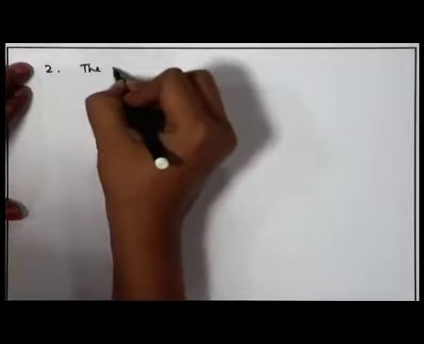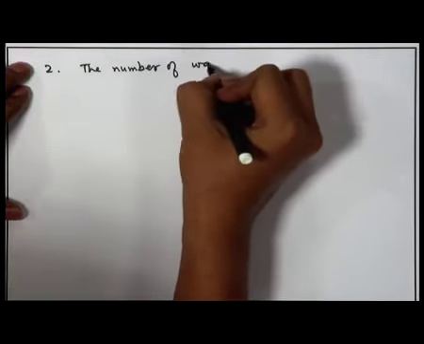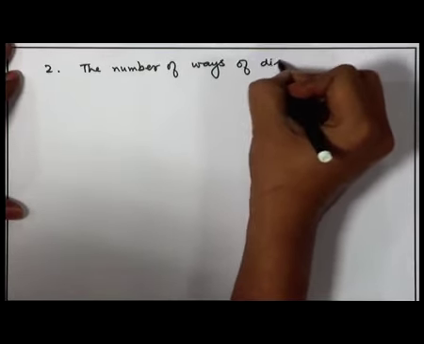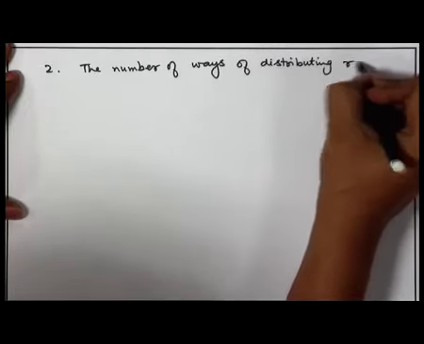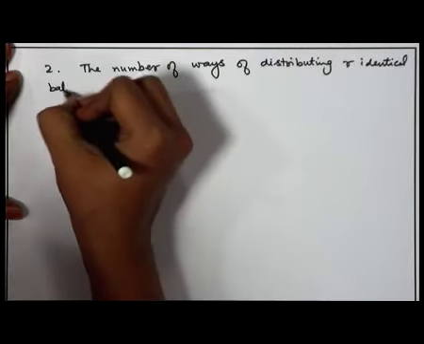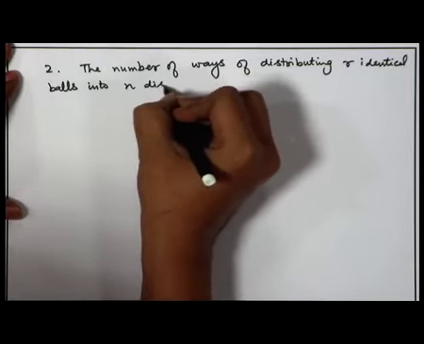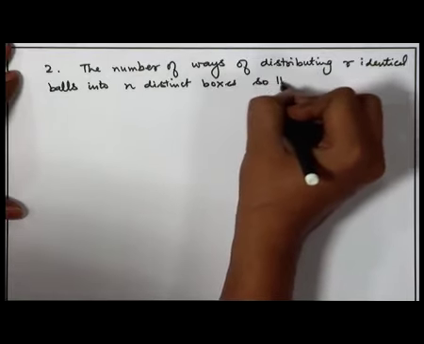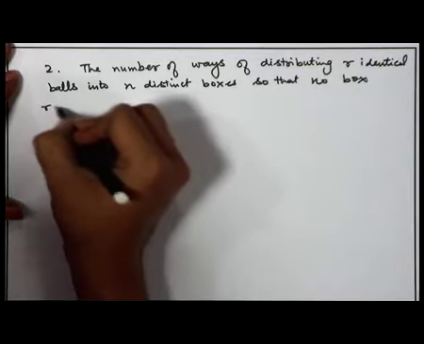The number of ways of distributing r identical balls in n distinct boxes, so that no box remains empty.